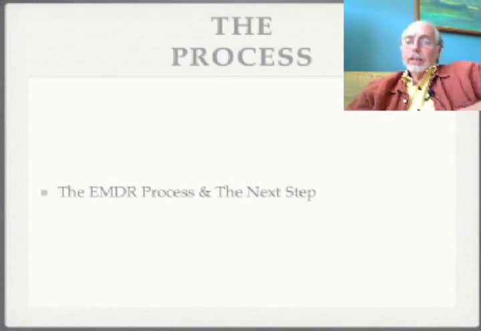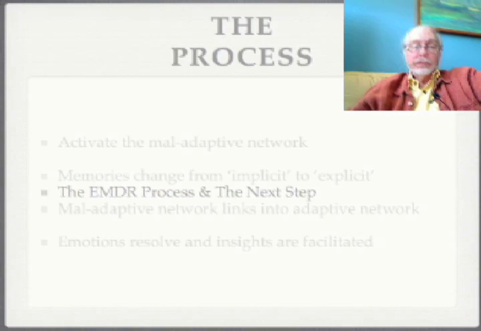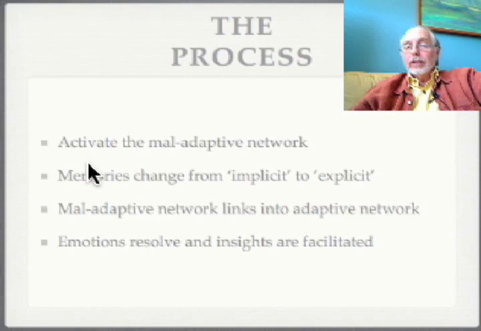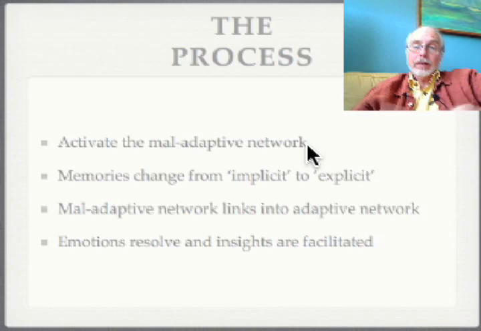Okay, so now we're going to talk about EMDR and the next step. The process of EMDR is to activate the maladaptive network. We activate it and then we apply bilateral stimulation. That's the beeping part. When we do this, the memories change from implicit to explicit. Basically, they're no longer just running in the background.